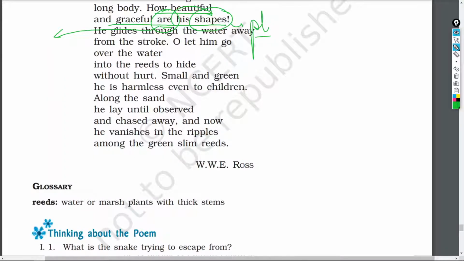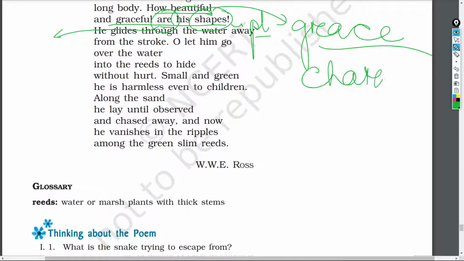Now he's describing what? The grace. Describing the GRA, grace. Attraction means the charm. Charm, charisma, magnetism. So he is telling that you see how beautiful it looks. How beautiful, okay, how beautiful means what sort of sentence it is? It is an exclamatory type of sentence. So in the exclamatory sentence he expresses the idea. All of a sudden he tells, oh my goodness, how beautiful the snake is and how graceful it is with its shapes. The shapes means what? The particular shape that is made by bending or the twisting of the body. Then he glides through the water away from the strokes.